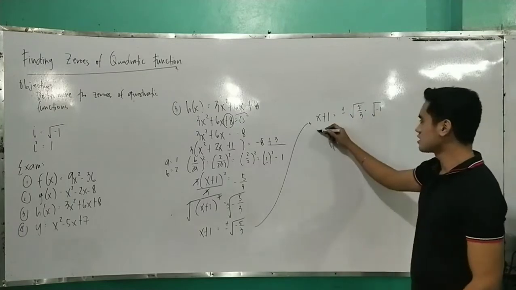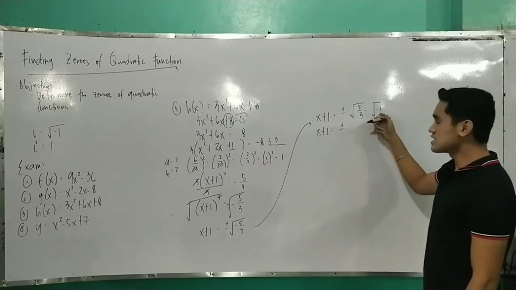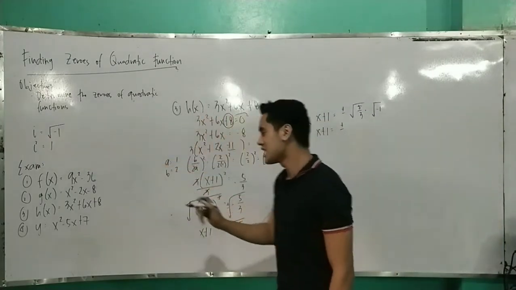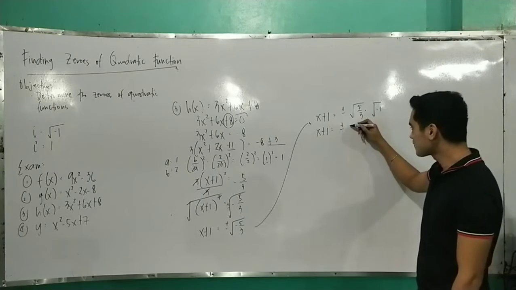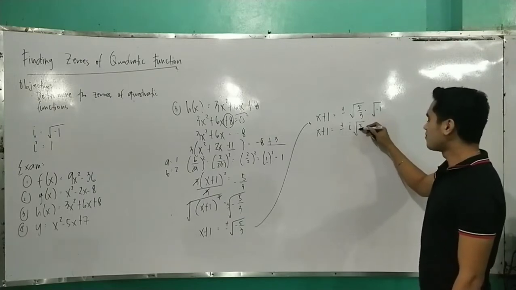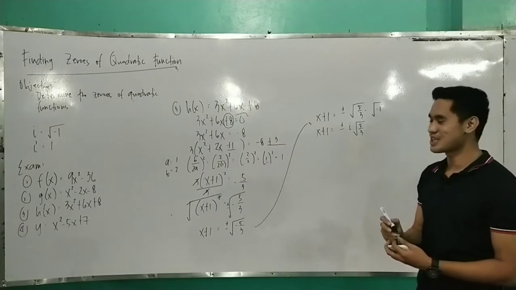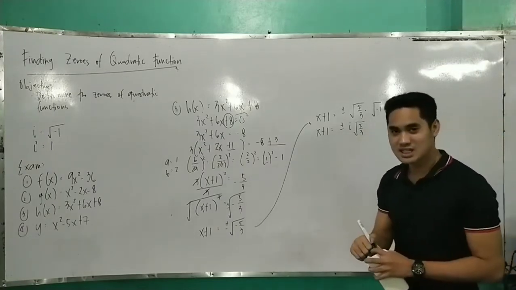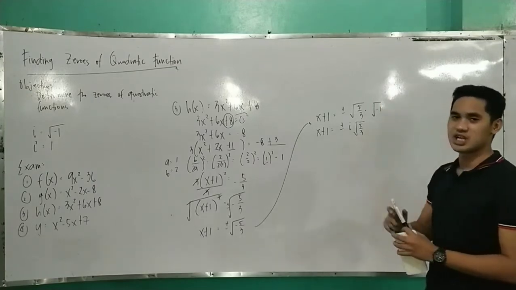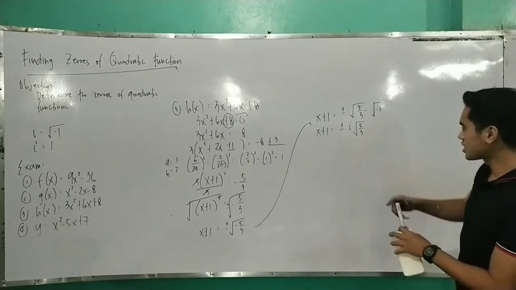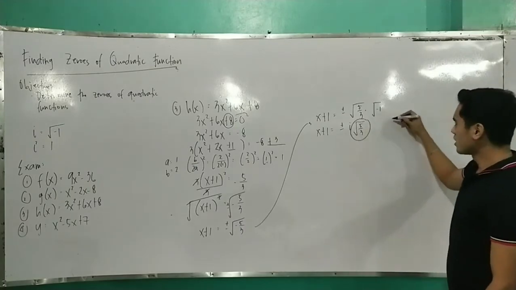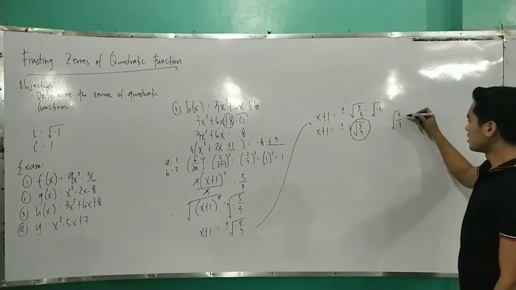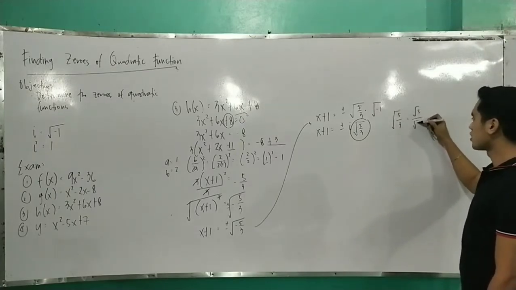Yung case dito, square root ng negative 1, ang equivalent niya is i. Kaya magkakaroon tayo ng i square root of 5 over 3. Nawala na yung negative sign, naging positive na siya. Next, dito bawal ang radical sa denominator. Ang equivalent ng square root of 5 over 3 ay square root of 5 over square root of 3.